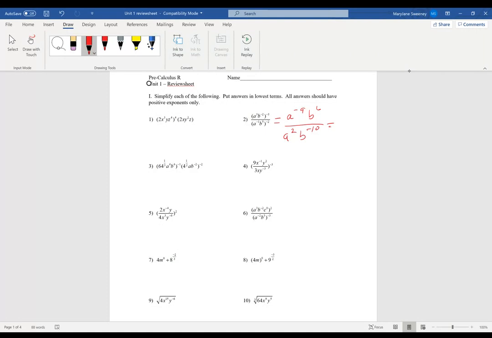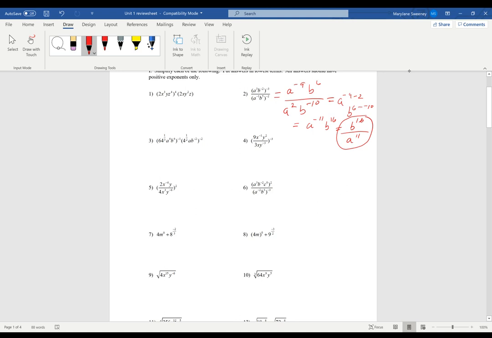Reminder, when you're dividing, you're going to subtract the exponents. So this is going to be a to the -9 minus 2, and b to the 6 minus -10. So this is a to the -11, b to the 16. b to the 16 will stay on the top because it has a positive exponent. A to the -11 flips to the bottom and then becomes a to the +11.